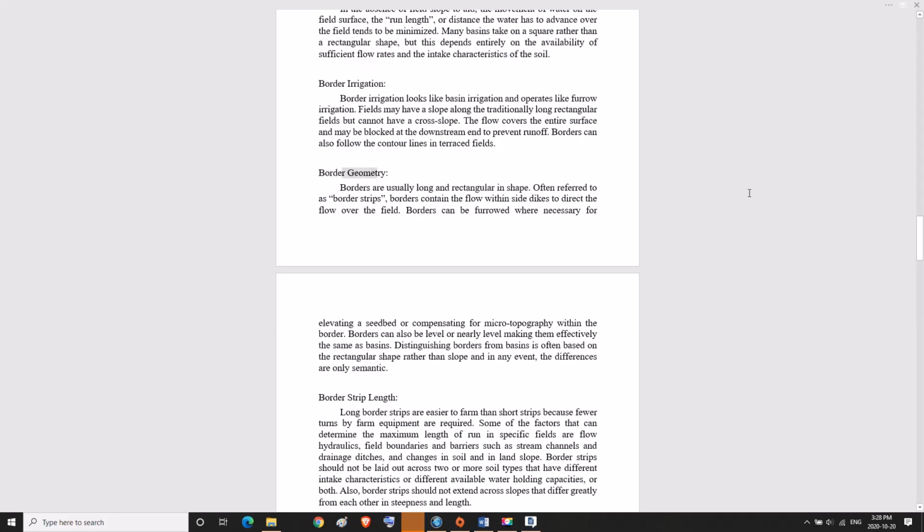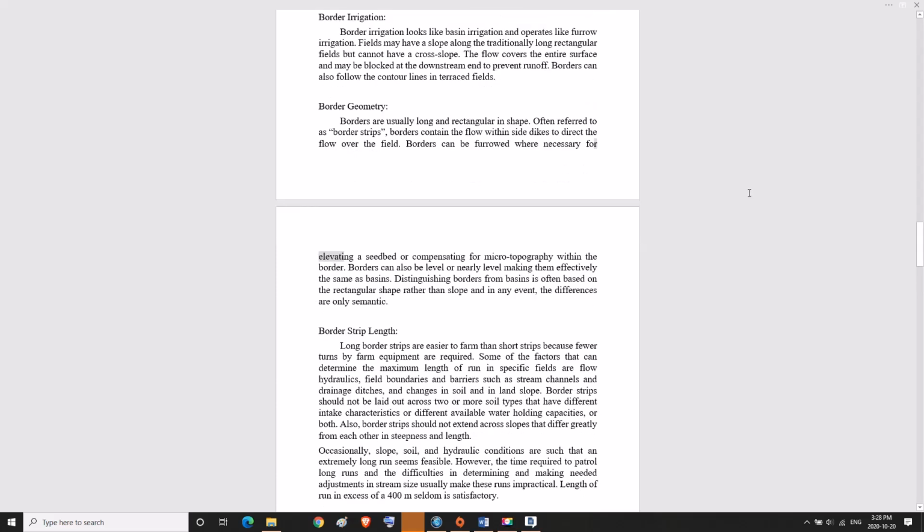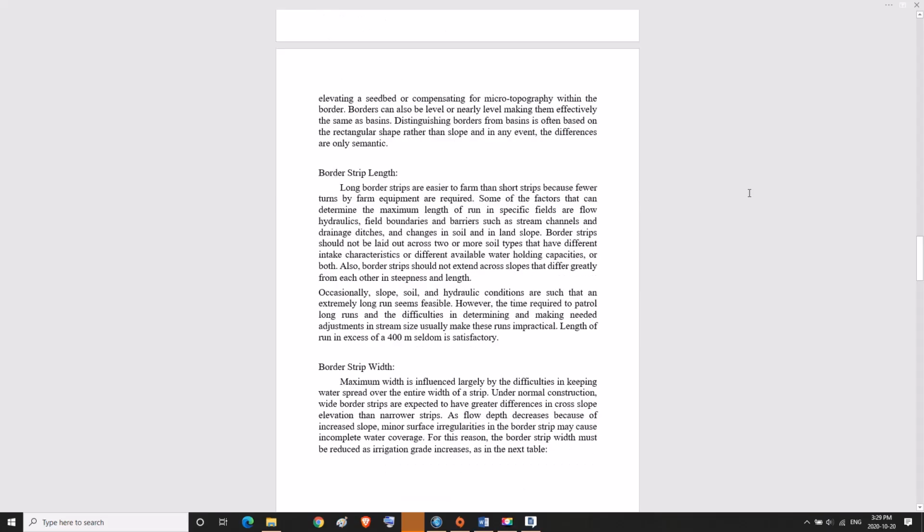Border geometry. Borders are usually long and rectangular in shape. Often referred to as border strips, borders contain the flow within side dikes to direct the flow over the field. Borders can be furrowed where necessary for elevating a seed bed or compensating for microtopography within the border. Borders can also be level or nearly level, making them effectively the same as basins. Distinguishing borders from basins is often based on the rectangular shape rather than slope, and in any event, the differences are only semantic.